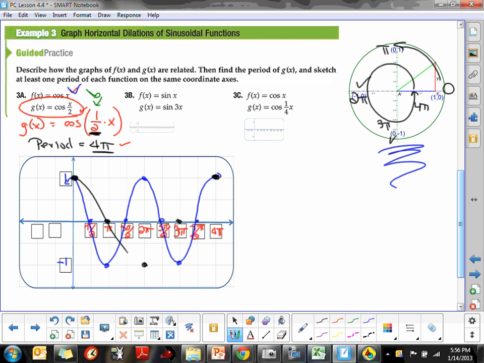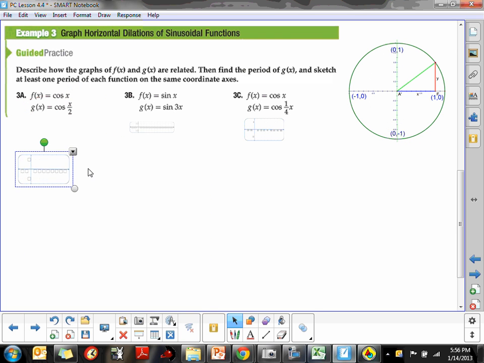So what you're seeing is the period length is being stretched or expanded. So where we used to have 2 periods, a red and a blue, we now only have 1. So multiplying by a factor of 1/2 stretched our graph to twice the width, and we only see 1 period versus the 2. So that's the first example of sketching and doing a horizontal stretch and shrink.